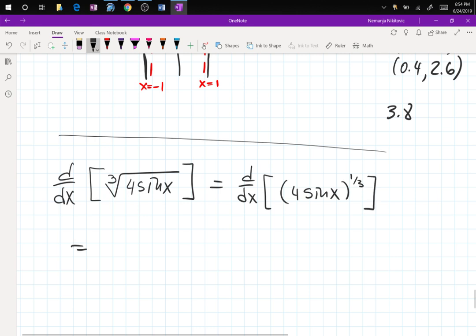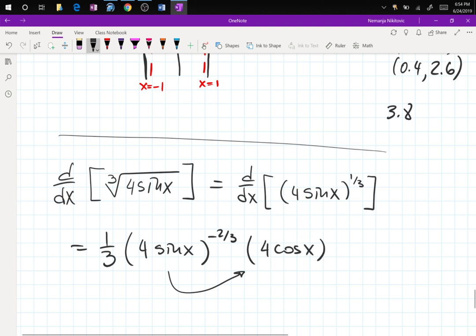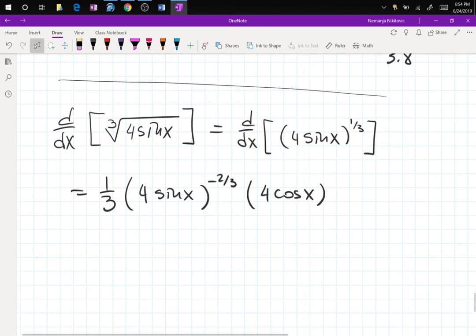So in the chain rule, you kick the exponent downstairs, you keep the guts as is, you subtract 1, so it's going to be negative 2/3, and then you take the derivative of the inside, which would be 4 cosine x. So the total over here would be 4 cosine x divided by 3 times 4 sine x to the 2/3. That's the chain rule. I think it was section 3.7.